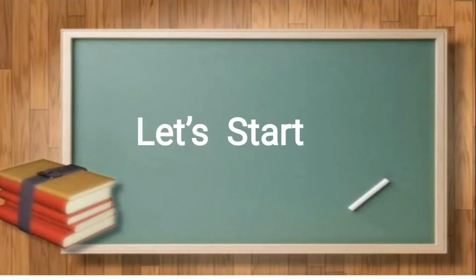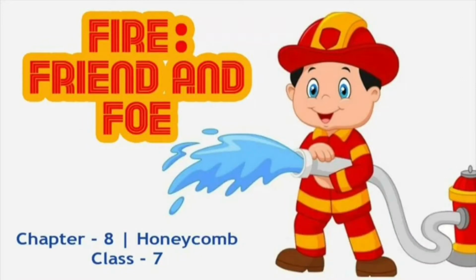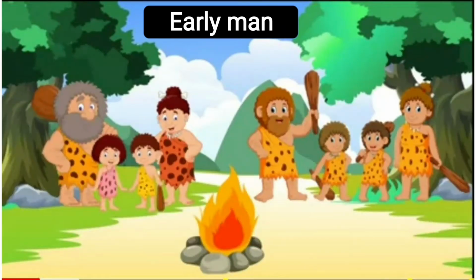So children, I hope you enjoyed the animated part of the chapter Fire, Friend and Foe, chapter 8, textbook Honeycomb, class 7th. So now let's start the explanation through the picture. I am not going to read out the paragraph, so you have to listen very carefully.